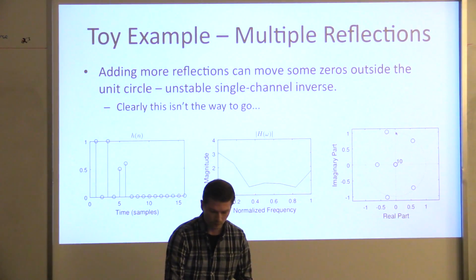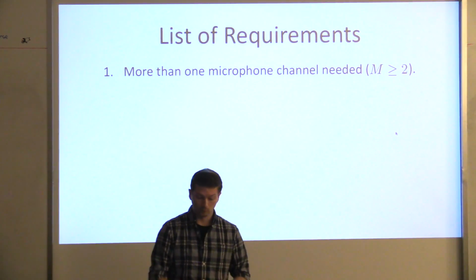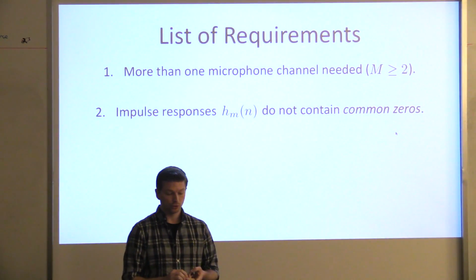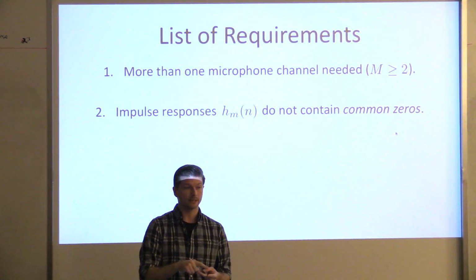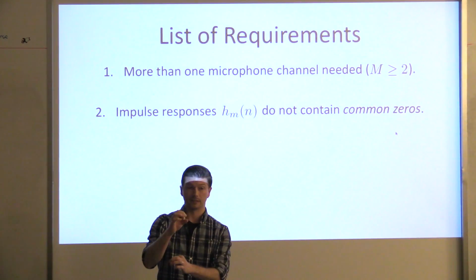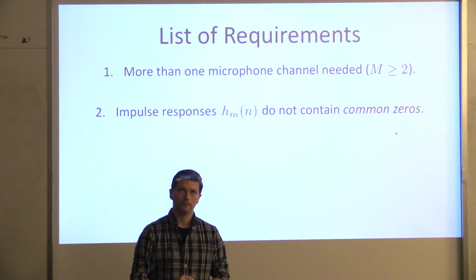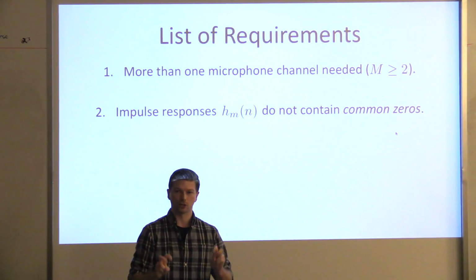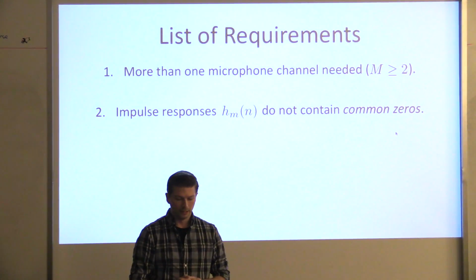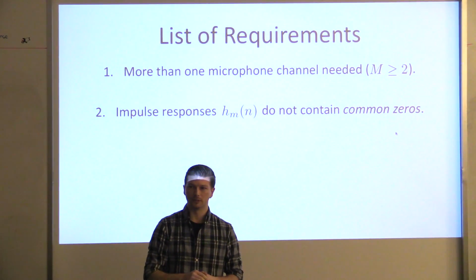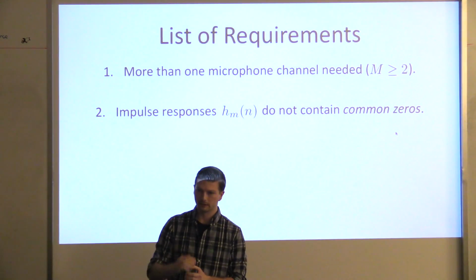So let's start building up a list of requirements. First one is we're going to need more than one microphone. And not only do we need more than one microphone, but we also need to be sure that the impulse responses between the source and each of the microphones do not contain common zeros. So these zeros can't lie in the same position. Now this is something that's been debated quite a lot in the literature, and it's not fully agreed on as to what counts as a common zero, how close two zeros have to be until we say that they're common. But for the purposes of this talk, I'm going to assume that there are no common zeros and that each channel doesn't overlap any other one in the complex plane.